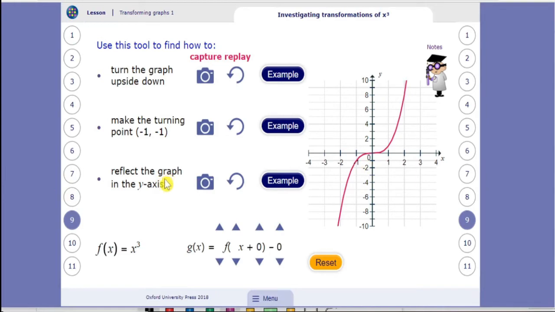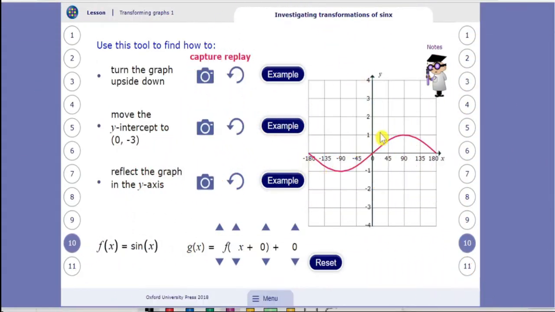And then reflect the graph in the y-axis. If I have to reflect in the y-axis, that's a very easy task. It's simply reversing the sign of the input here. So if I reverse the sign, that is reflection in the y-axis. All right, so now we have another function.